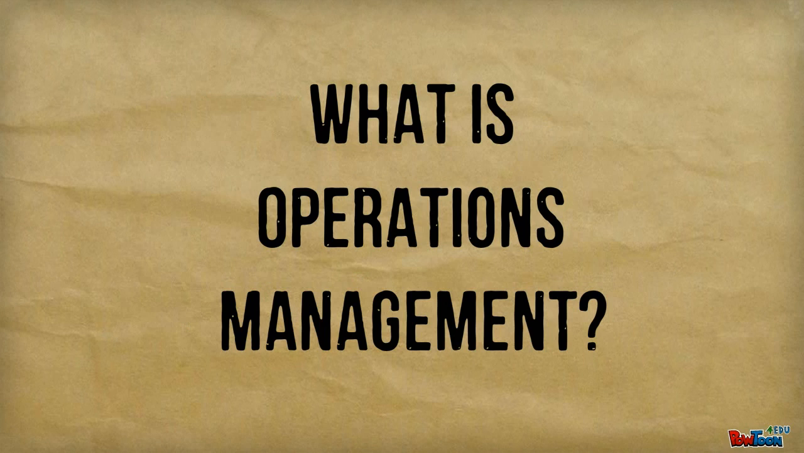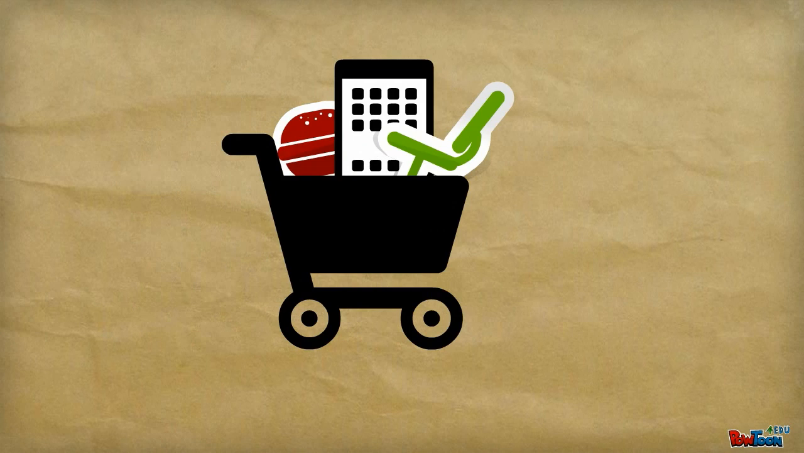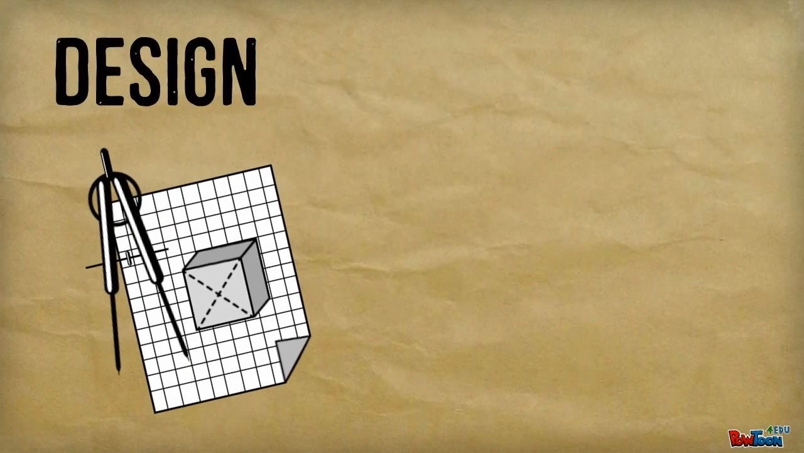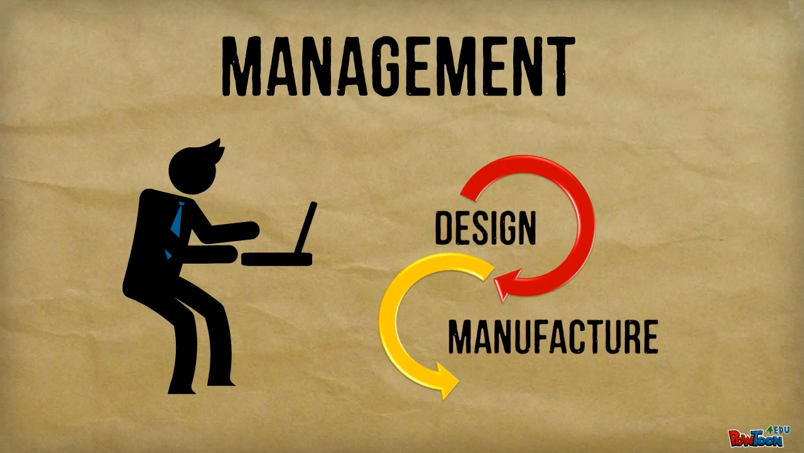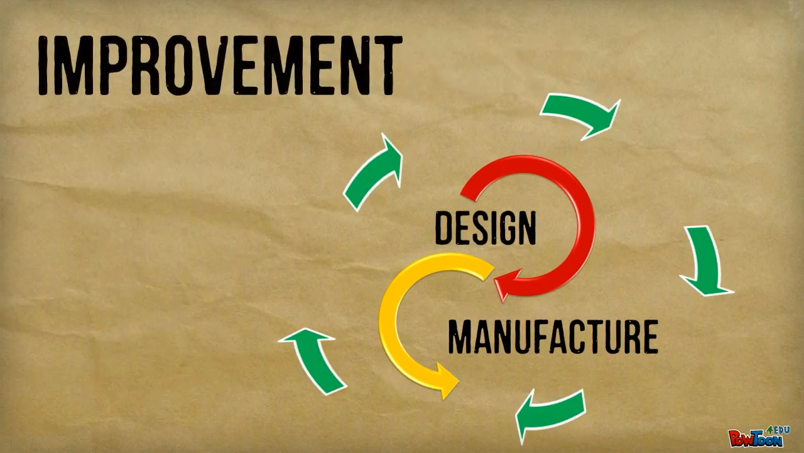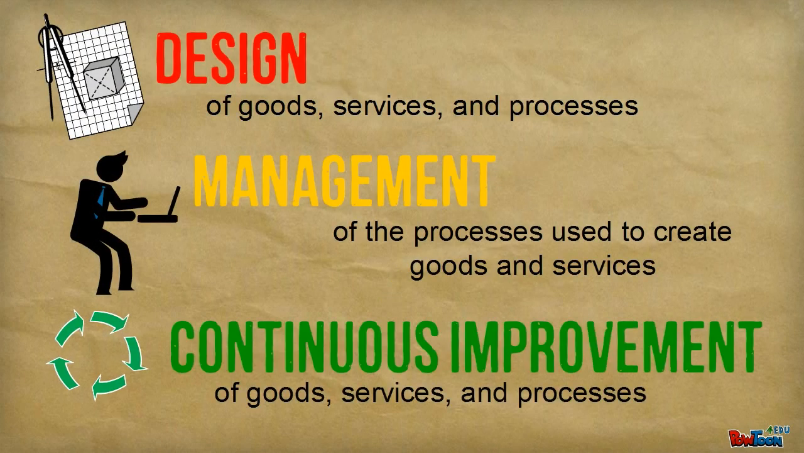Essentially, operations management is the science and the art of creating and delivering goods and services to customers. It comprises designing the goods and services and the processes that you are going to use to manufacture or make those goods and services, the management of those processes, and also the continuous improvement of those processes. All three of those elements really represent operations management.